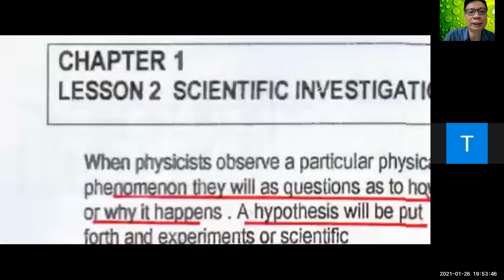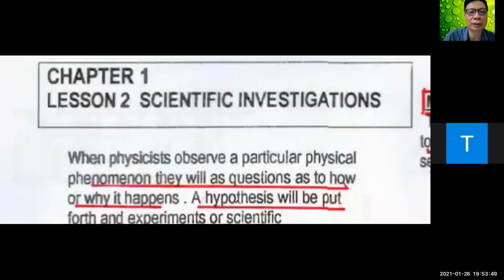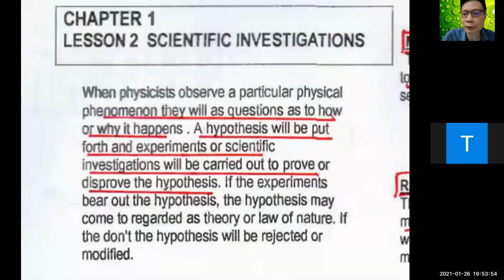Okay, now you see, this is the title we are going to learn tonight. A long topic, a long way to go. Lesson 2 of chapter 1, scientific investigation. Scientific investigation means related to experiment. We do a lot of experiments: how to do experiments, how to write an experiment report, how to plot a graph, how to analyze the graph. All these involve experiment, so we put it under scientific investigation.